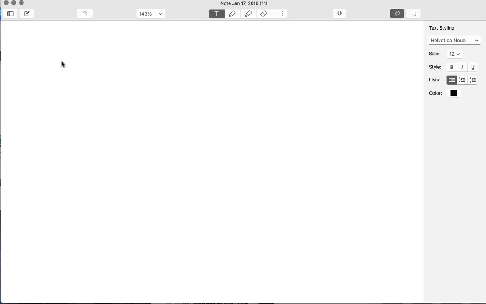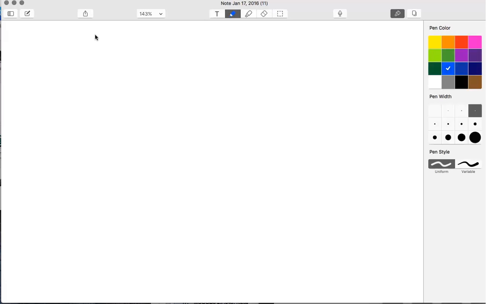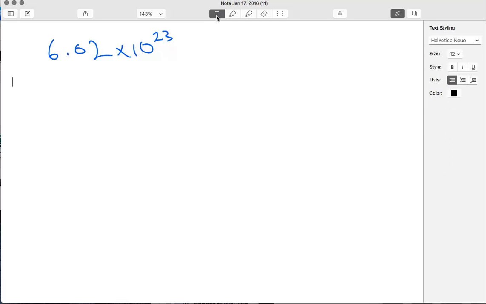So one thing to note is that if you wanted to write the number, for example, 6.02 times 10 to the 23rd in your computer, you would write it as follows. You would write 6.02 e to the positive 23. That's how you'd write it. So e means times 10 to the. So that's what you'd have to do.